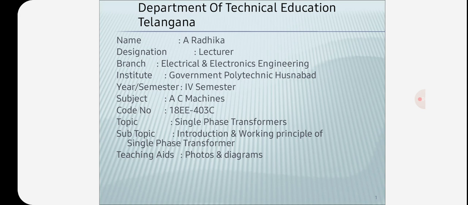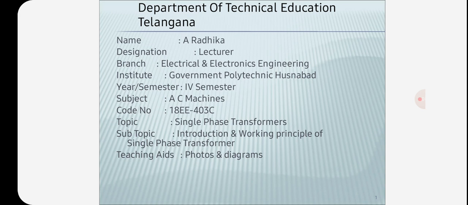18E 403 subject code. In this subject, we have 6 chapters. First chapter is fundamentals of single phase transformer, and second is test on single phase transformer, and third is performance of single phase transformers, and fourth is three phase transformers, and fifth is fundamentals of alternators, and sixth one is performance of alternators.